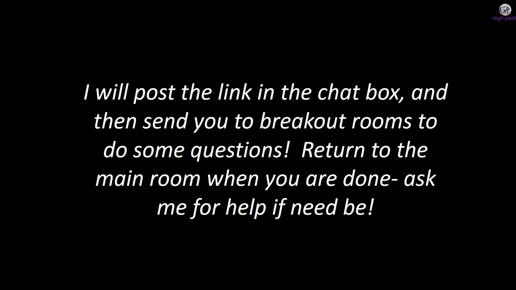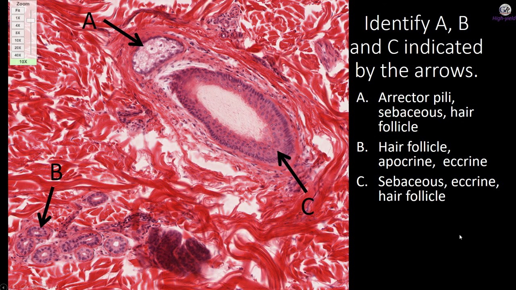Finished breakout room number 2. Hopefully you did the activity for breakout room number 3, and now we can go over the answers. All right, identify A, B, and C as indicated by the arrows.